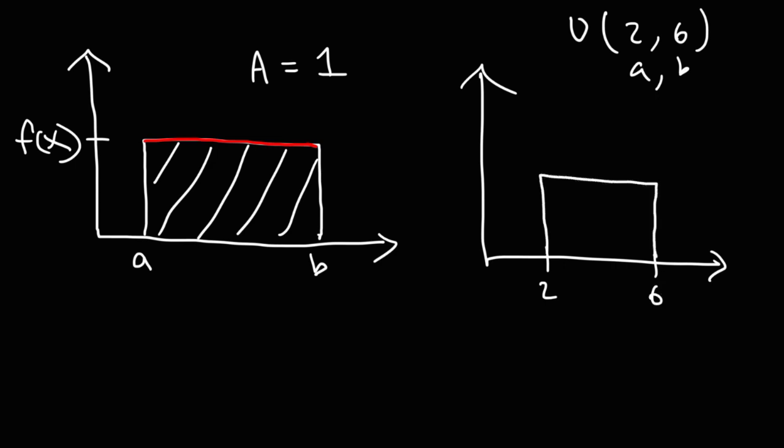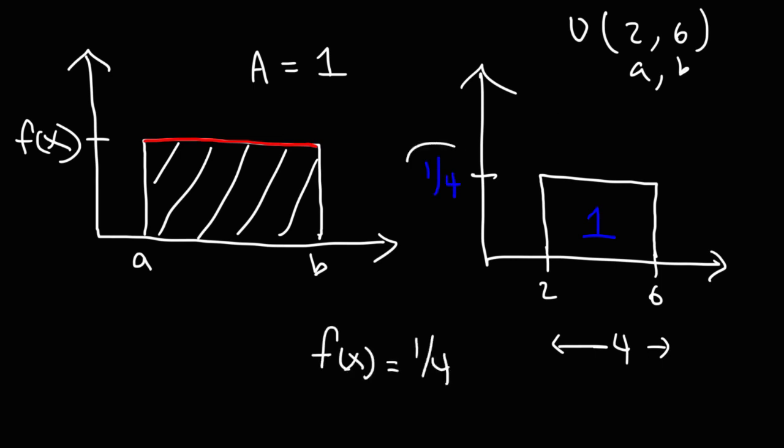If the area of the rectangle is 1, what is f of x? What is the value that corresponds to that point? Well, we know the base of the rectangle is 4. 4 times what number is 1? Because the area has to be 1. It's going to be 1 over 4. So that is going to be the value of f of x for this problem, for uniform distribution.